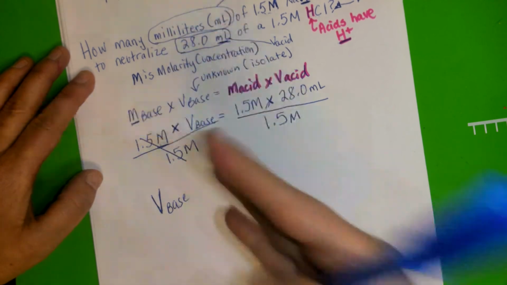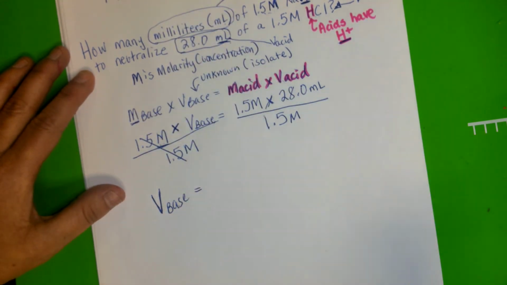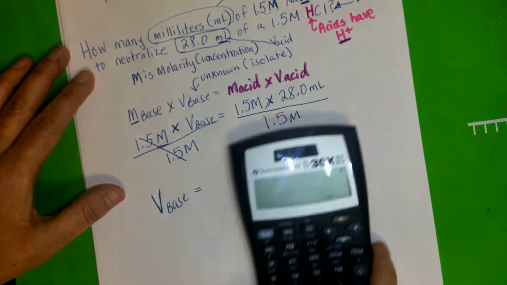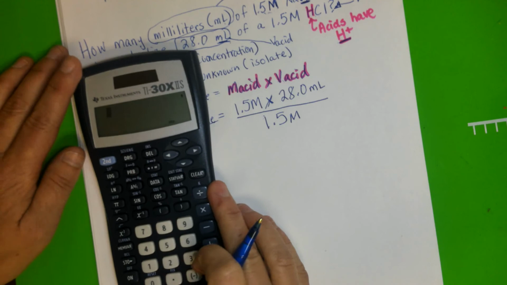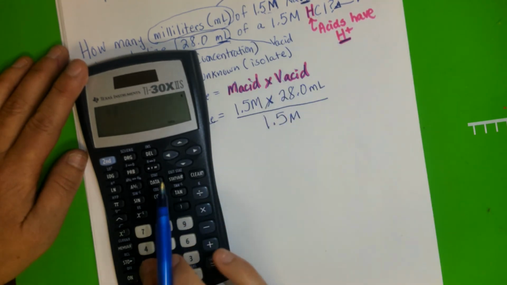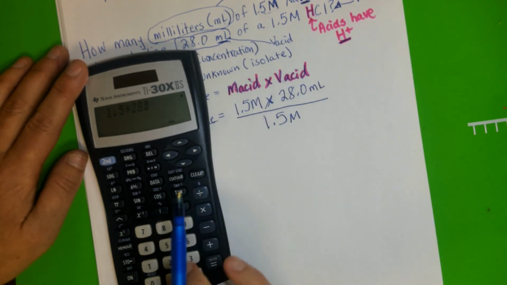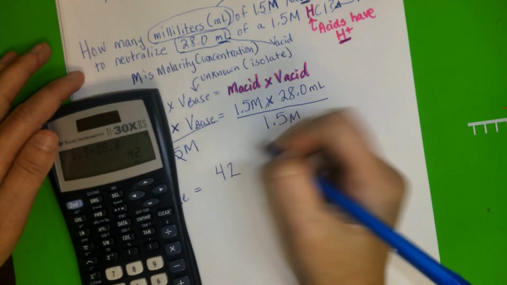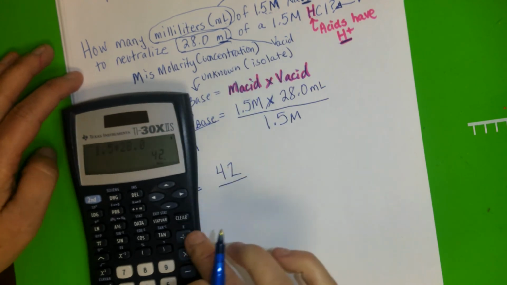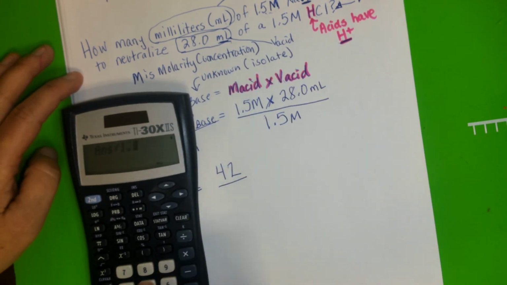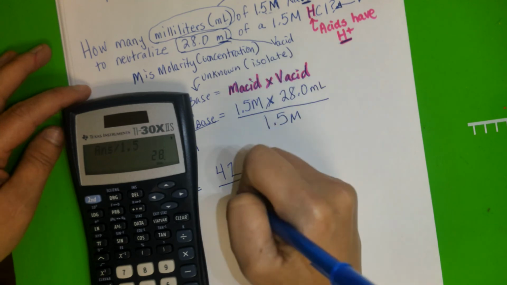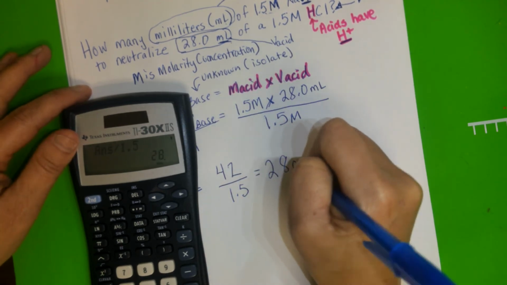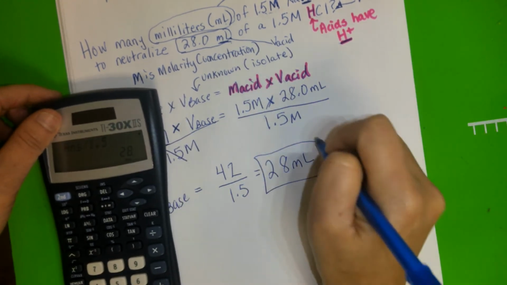Liters, milliliters, that's volume. So that equals, and to simplify and make it easy for yourself, you can just multiply the top, 1.5 times 28.0, which equals 42. Then you divide it by 1.5. That is equal to 28 milliliters, and that is your answer.